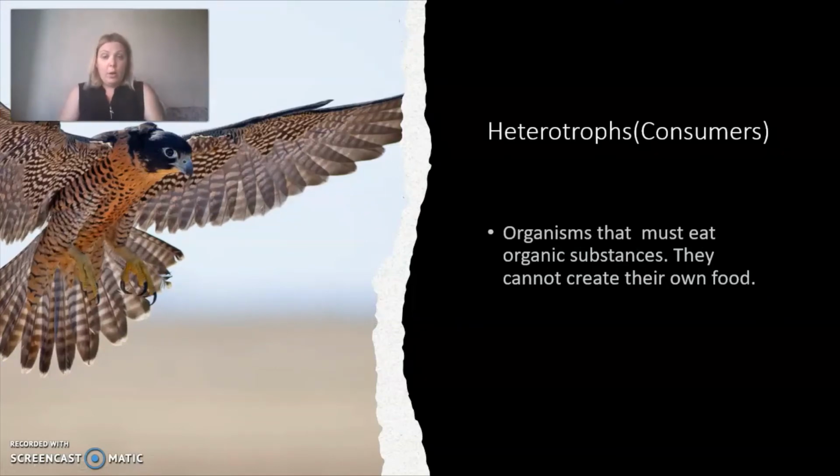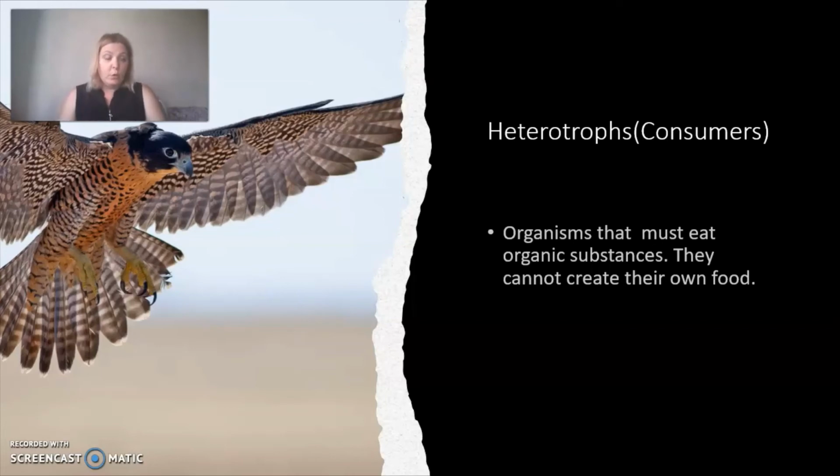Now, we've talked about autotrophs, but when we talk about animals, just about every animal is a heterotroph. And heterotrophs are consumers. Heterotrophs cannot eat inorganic matter. So they cannot take nutrients from the soil and build their bodies with that. They cannot turn that into sugar. They must eat organic substances. And what are organic substances? Well, plants are organic substances, other animals are organic substances. So you get the idea, something that was alive before, or something that came from something living.